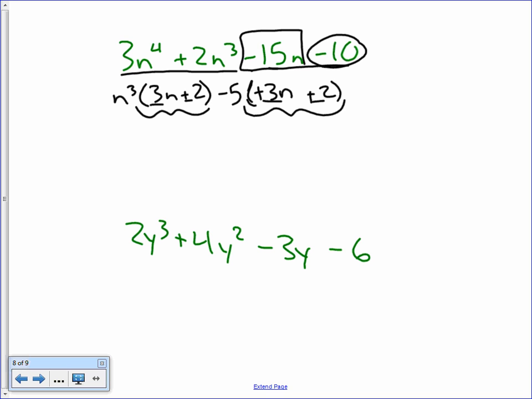Now that these are the same, I can take what's in front and bring them together. So n to the third minus 5, keep that negative with it, times 3n plus 2. And there's my answer.